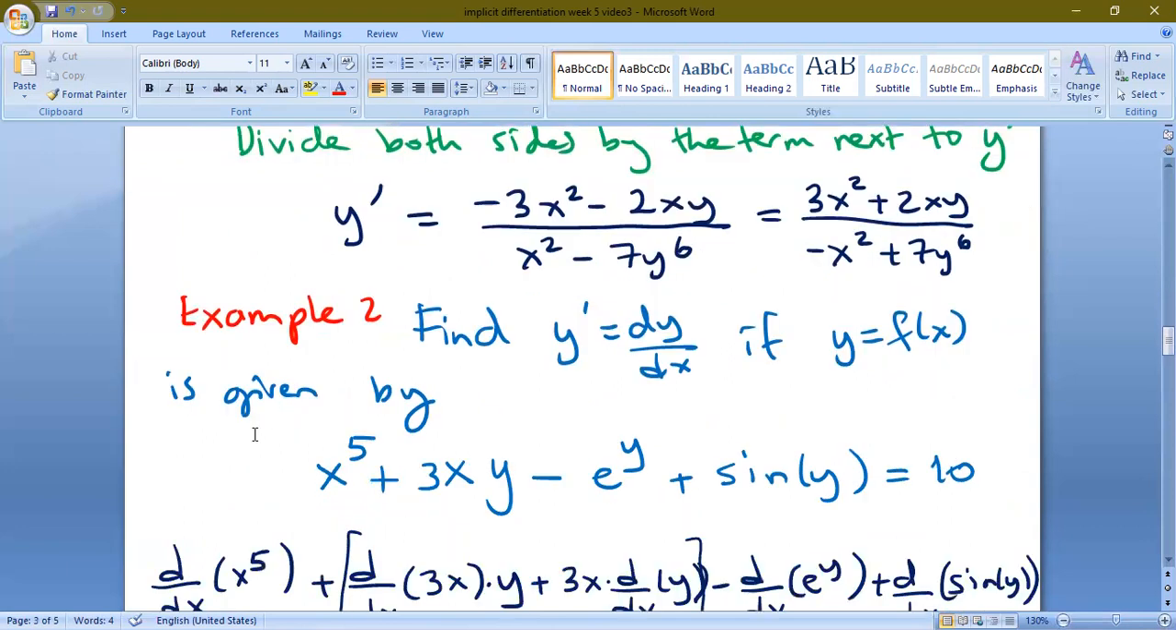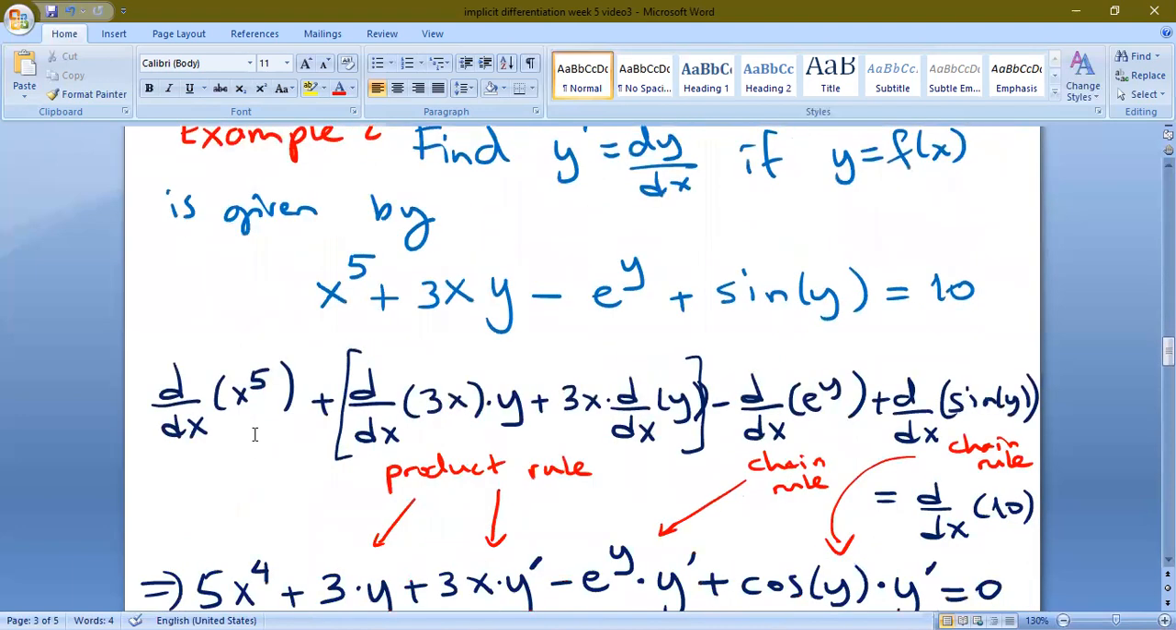Another example. Let's say y equals f of x is given by x to the 5th plus 3xy minus e to the y plus sine y equals 10. First step, we take the derivative of each of the terms. So x to the 5 has derivative 5x to the 4th. 3x times y is a product of two functions. So we take the derivative of 3x times y, and then plus 3x times derivative of y.